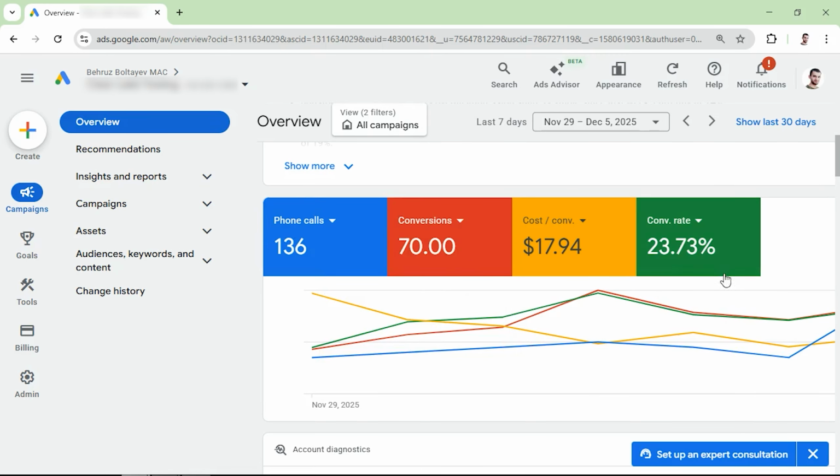And you can see other metrics as well, like conversion rate. Some campaigns can have, let's say, a 30% conversion rate. Some campaigns can have a lower conversion rate. And overall, this is the conversion rate. So what strategies do we need to use to increase the number of phone calls?